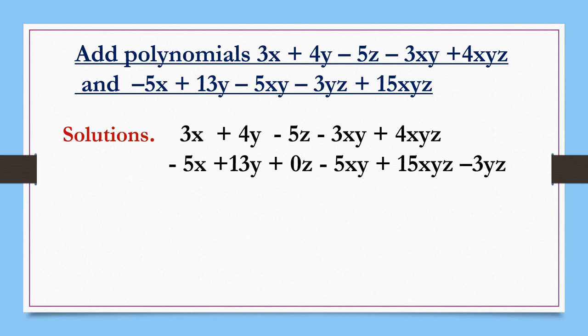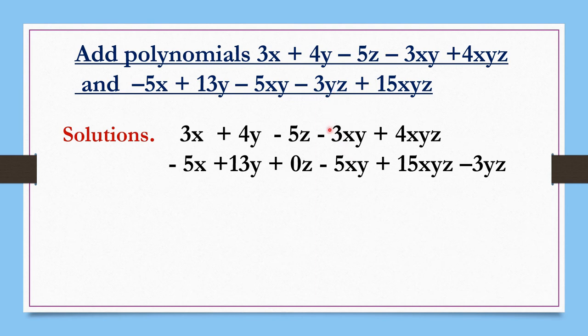I have not done it in the way we did in the previous questions. In this, what did I do? I have taken this minus 5x and kept it just below 3x because they are like terms. I have taken 13y and kept it below 4y because again, they are like terms. Minus 5xyz, I cannot keep it here. So I have to search for the like term xy here. We have to keep the same like term just below that. So minus 5xy, I have arranged it here.